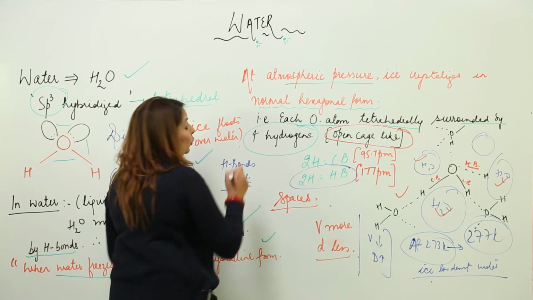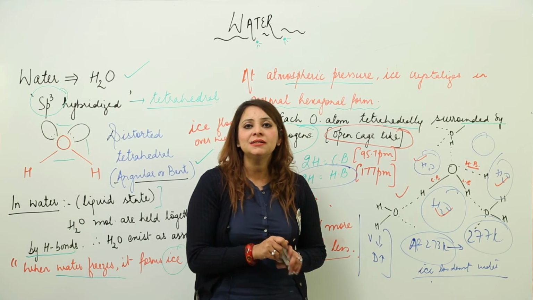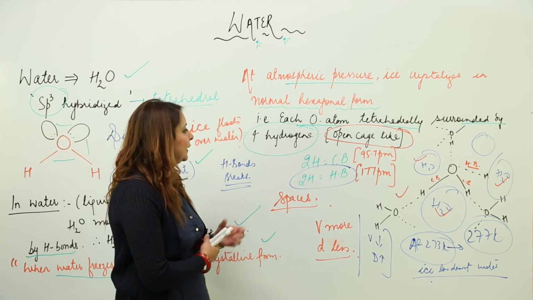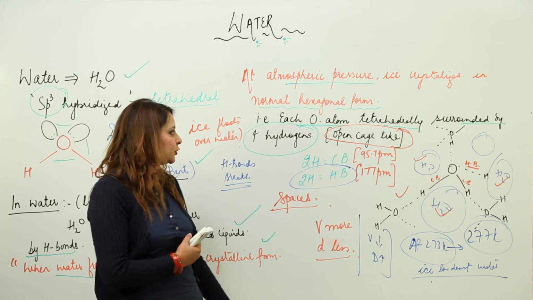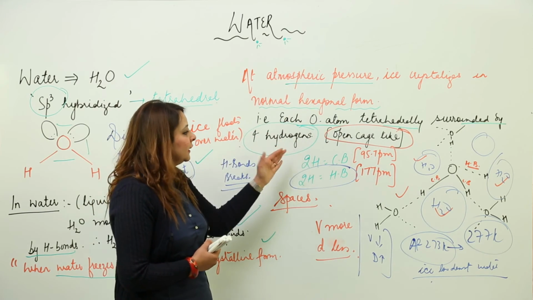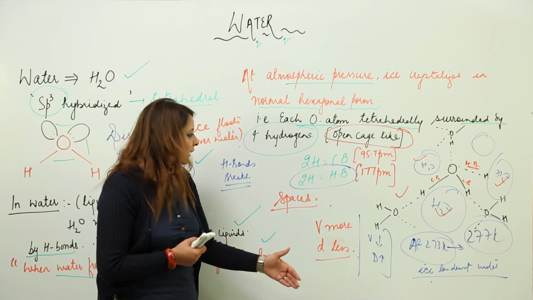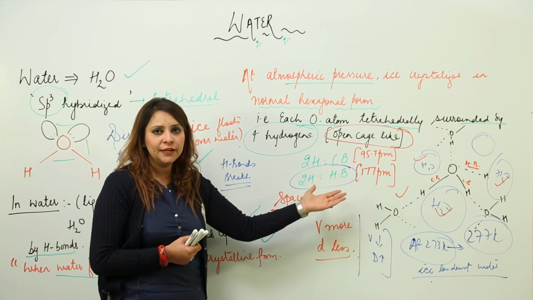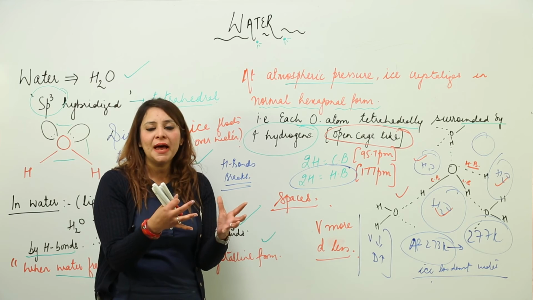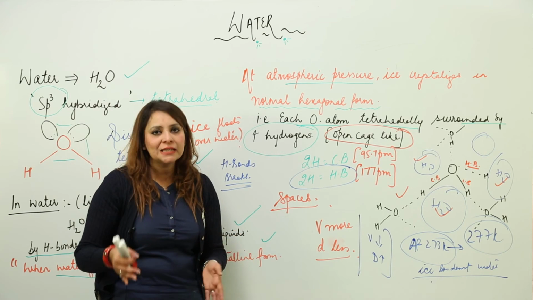So if somebody questions you that ice seems to be heavier than water but it doesn't sink, it floats on water, you will first explain the structure: it has a normal hexagonal form at atmospheric pressure, with this kind of structure. Due to vacant spaces, or longer bond length due to hydrogen bonding, the molecules are not closely packed. The vacant spaces are what make the ice less dense.